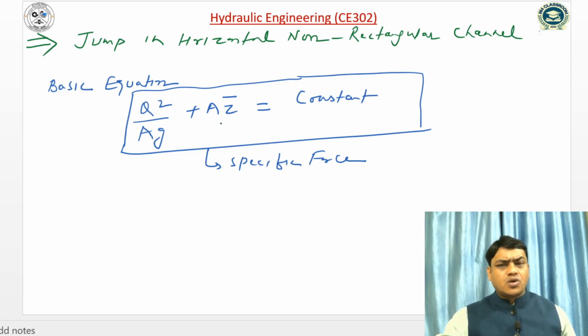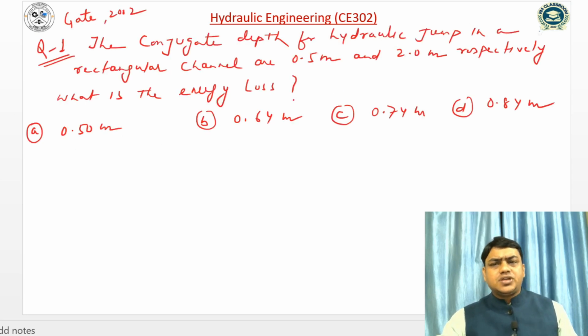But in case of non-rectangular channel, EL is equal to E1 minus E2, and E1 can be written as y1 plus v1 square by 2g, and similarly E2 is y2 plus v2 square by 2g. Accordingly, we can derive in case of non-rectangular channel also. So let us take a few problems based on this.